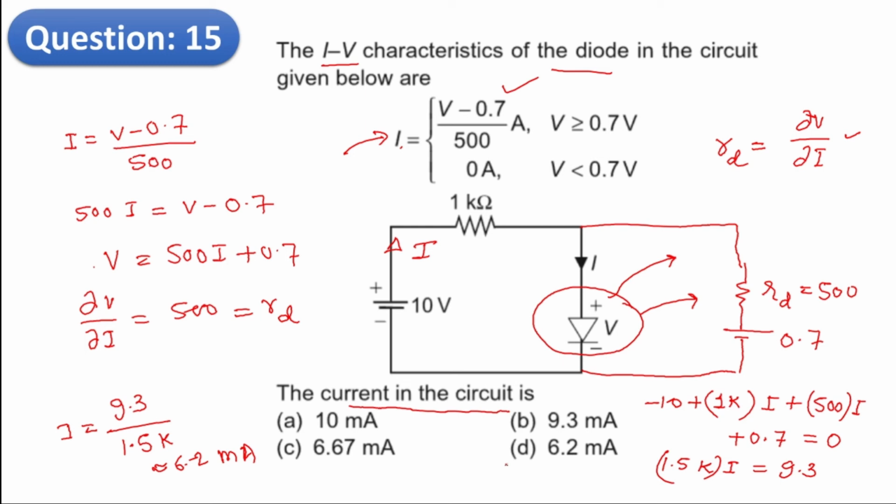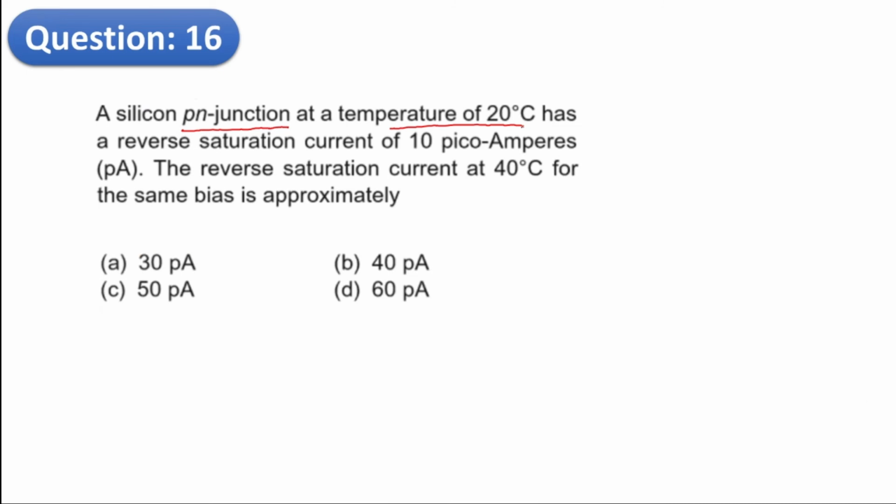Next question is, a silicon PN junction at a temperature of 20 degrees Celsius has a reverse saturation current IS equal to 10 picoampere at 20 degrees Celsius. We require the reverse saturation current IS at 40 degrees Celsius.